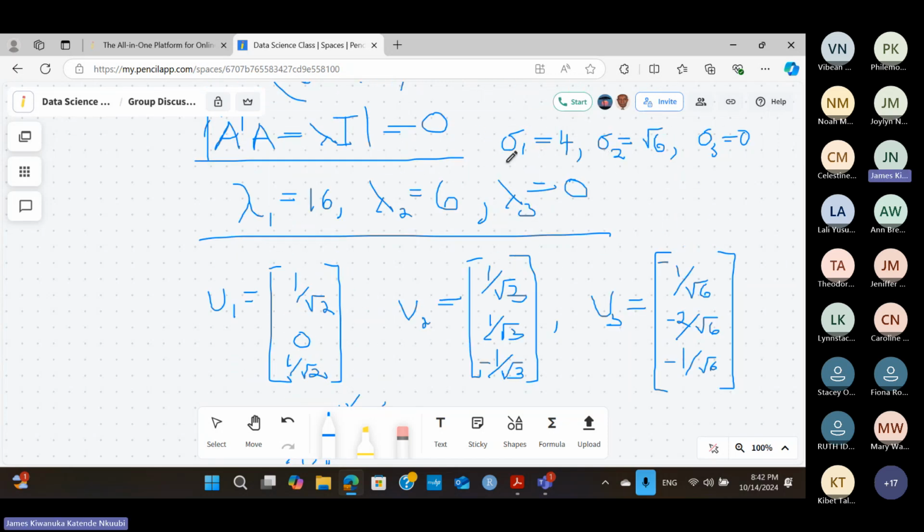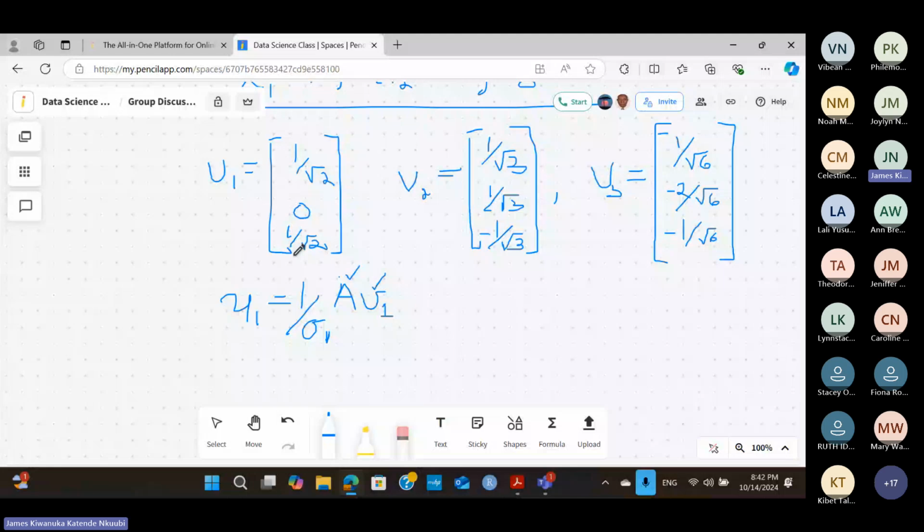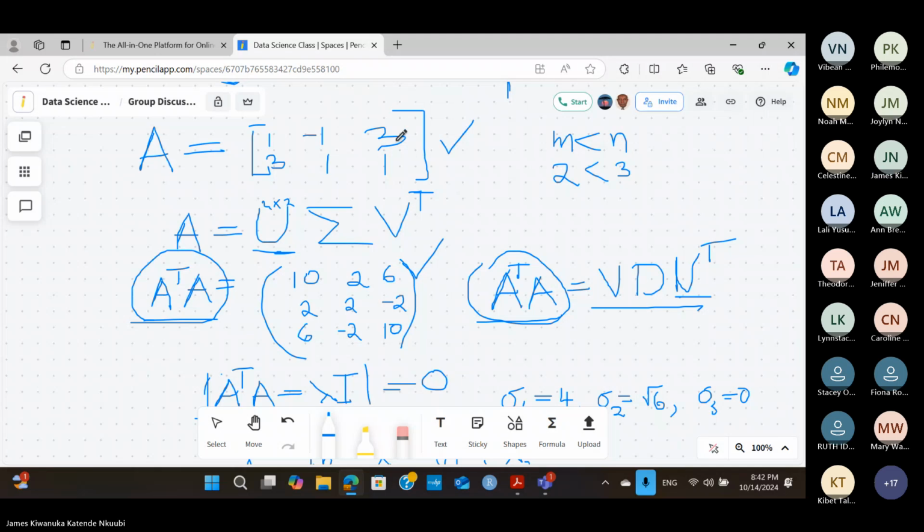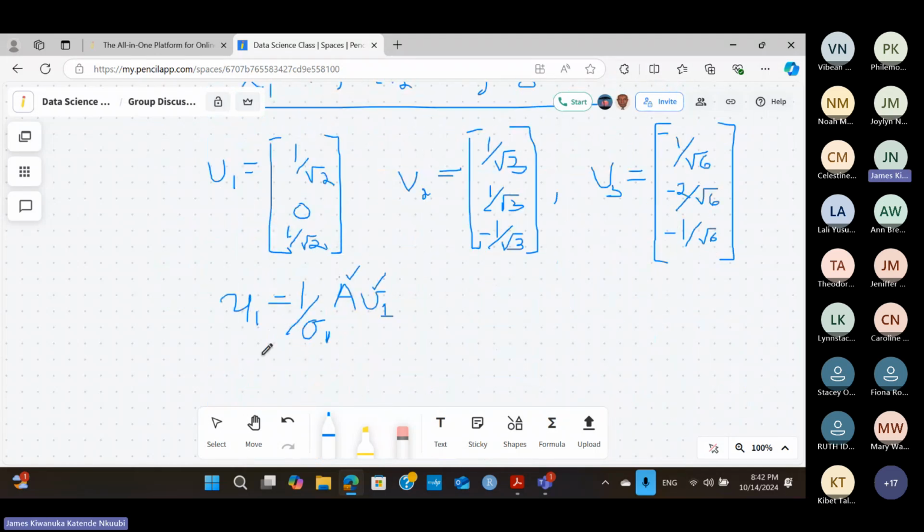So these are the values. Now you have the values of sigma. You have the vectors V1, V2, and V3. You also have the matrix A. Matrix A is here. So you can plug them into these equations. Now I'll leave that as an exercise for you.